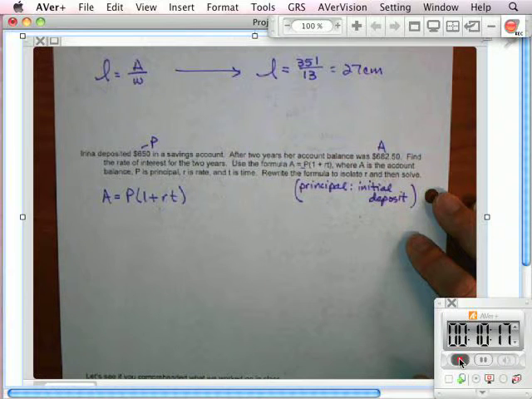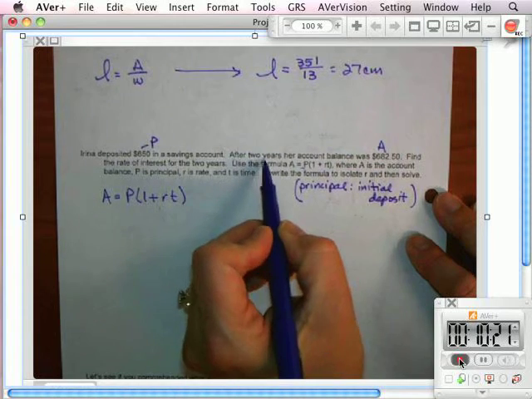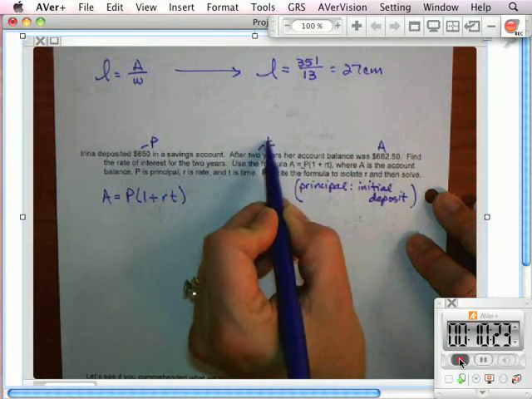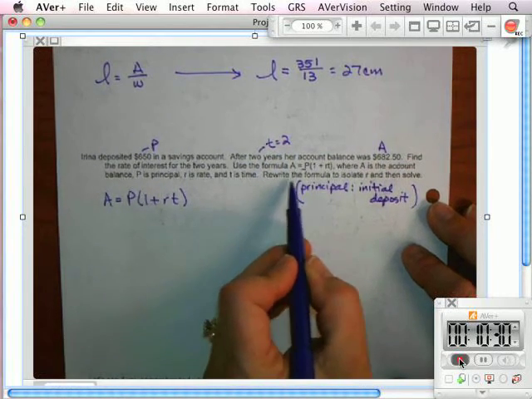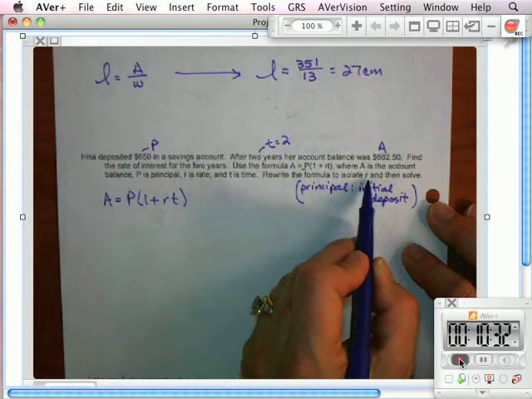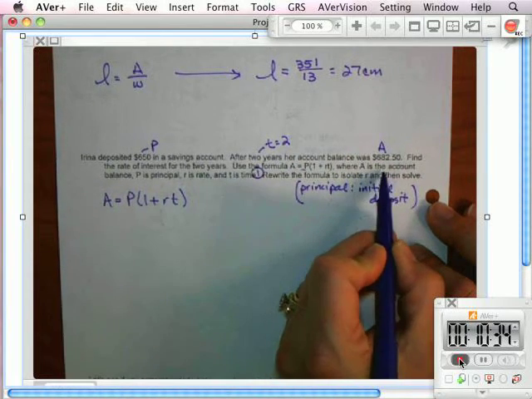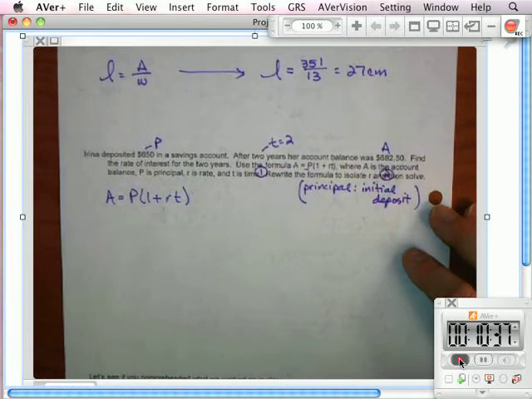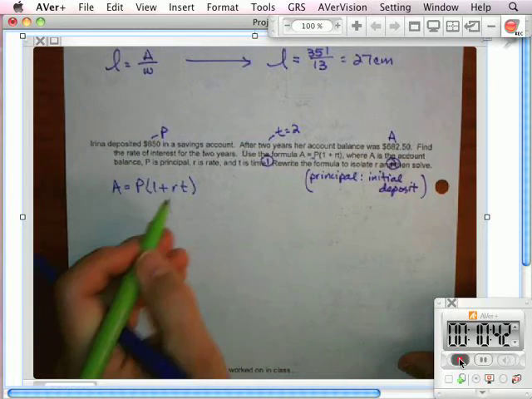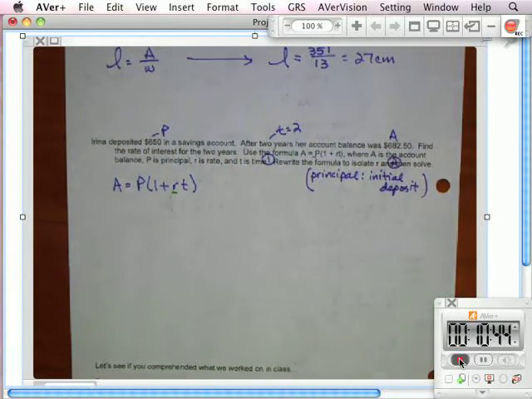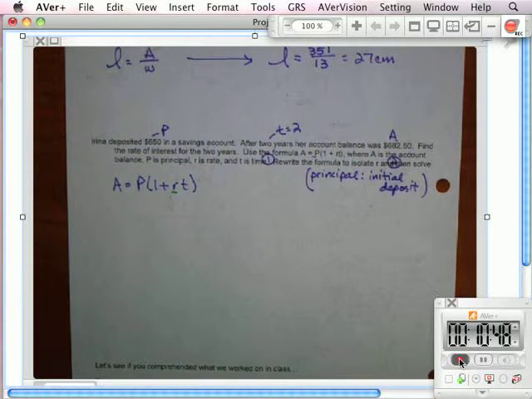R is the rate, and T is the time. How long are we looking at here? So my T is going to equal 2. So I know A, P, and T. It says here, rewrite the formula to isolate R. So that's the first thing I got to do. And then I got to figure out the rate. Oof, so I got R inside here. That's what I got to isolate. Wait, so what's the rate? Is that what we're finding? Yeah, we got to get R by itself.